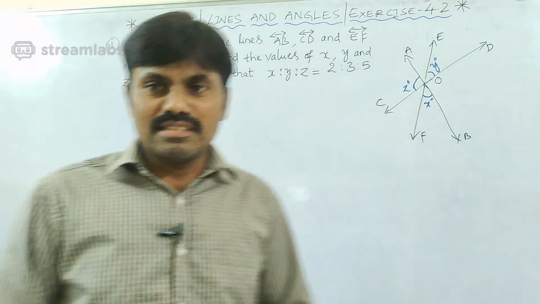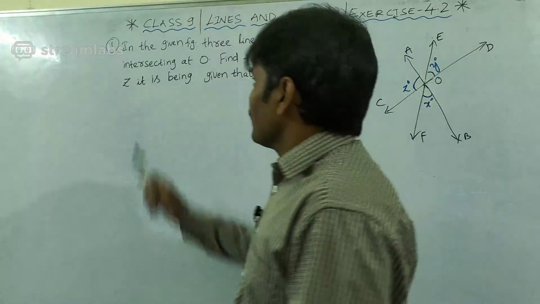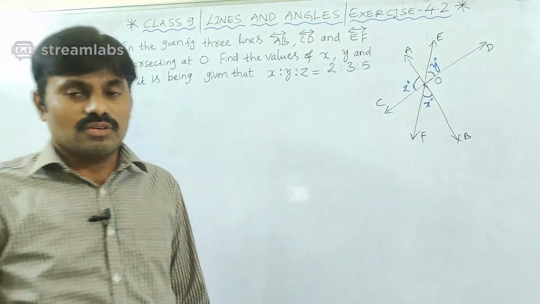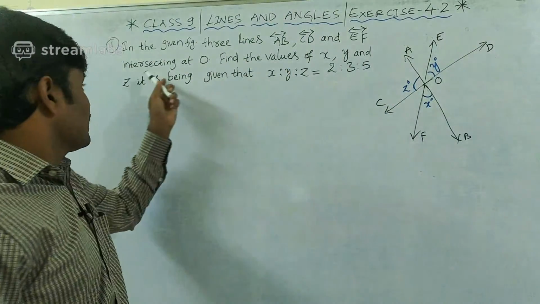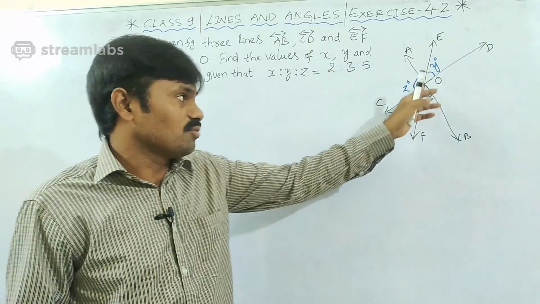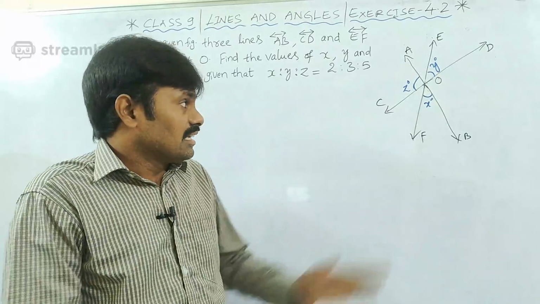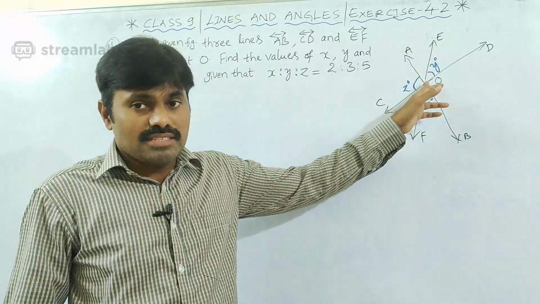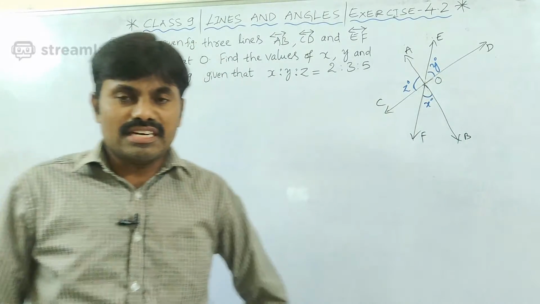The first question in this exercise is, in the given figure, three lines AB, CD and EF are intersecting at O. These three lines are passing through a single point O. So what do you call these lines? If two lines are passing through one point, we call such lines intersecting lines.